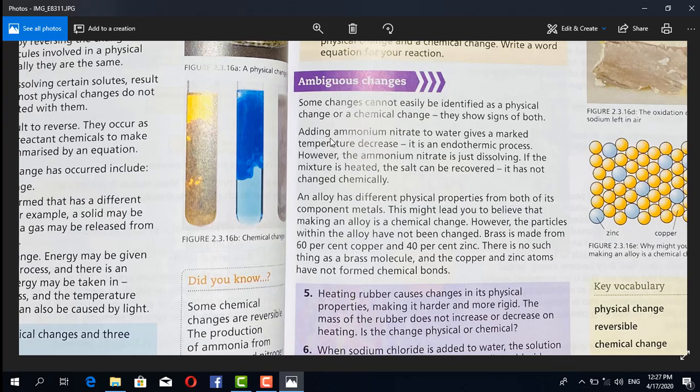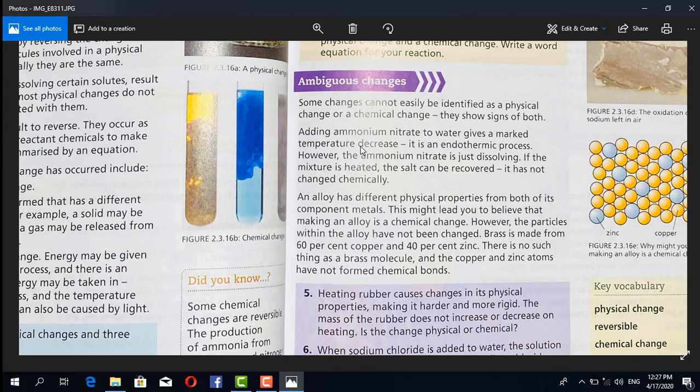As an example here, adding ammonium nitrate to water gives a marked temperature decrease. A marked temperature decrease means it's actually an endothermic process. However, the ammonium nitrate is just dissolving, so it's more likely a physical change. If the mixture is heated, the salt can be recovered. It's a physical change, it has not changed chemically.